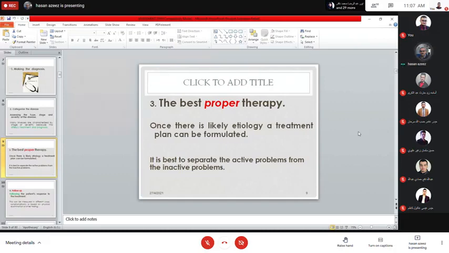Take a patient with migraine. In investigation, we found the patient has hyperlipidemia. The active problem is migraine. He's in pain. I don't say hyperlipidemia is not important. It's very important, but we can deal with hyperlipidemia later on. We give the best proper treatment for the active problem, the active disease, rather than all that the patient has.